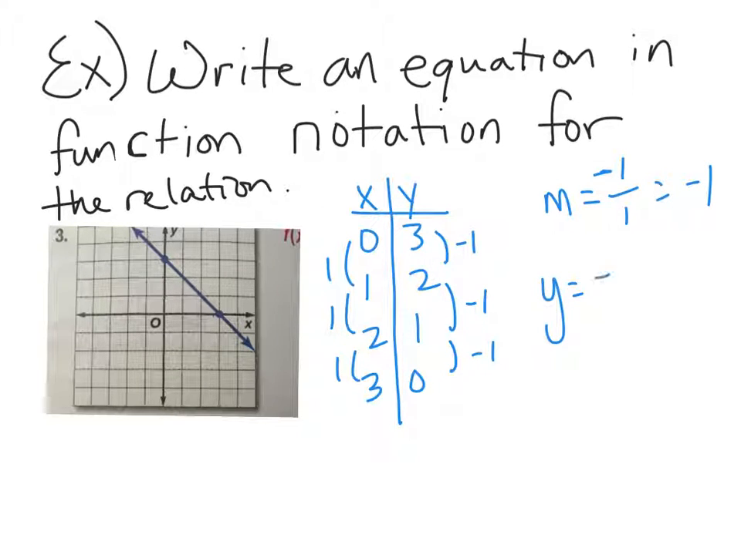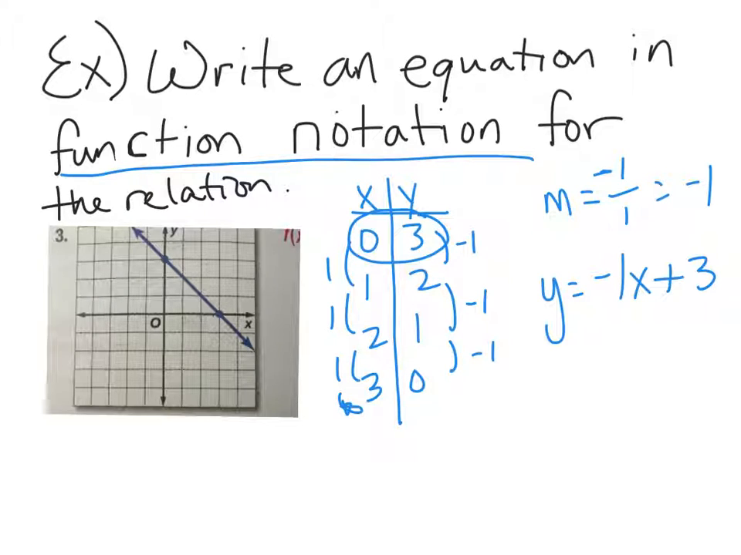And then the next thing we want to ask ourselves is how, if I take -1 times x, how do I get to y? Well, looking here at the first one, if I take -1 times 0, I get 0. I would need to add 3 to get to y. And if you continue that trend, again down here, 3, 0, if I take -1 times 3, I get -3. How do I get to 0 from -3? I would add 3. Then the other note to this is it says function notation, so all we're going to do is change this to f of x equals -1x plus 3.